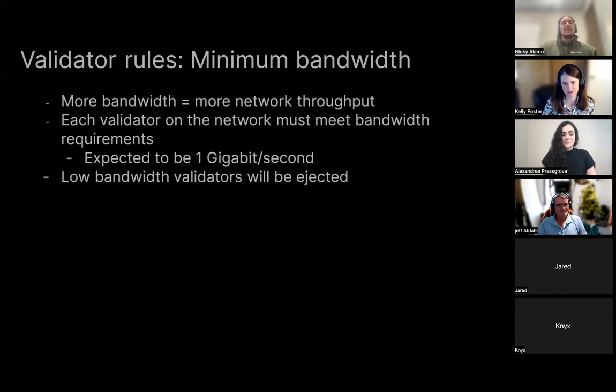Okay. Minimum bandwidth. What's unique with Silvermint is that we have a minimum bandwidth requirement. It is 1 gigabit a second, and that is a requirement for all validators on the network to have. So we really do believe that the more bandwidth on the entire network means more network throughput.